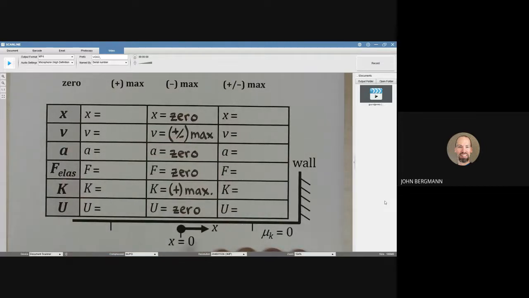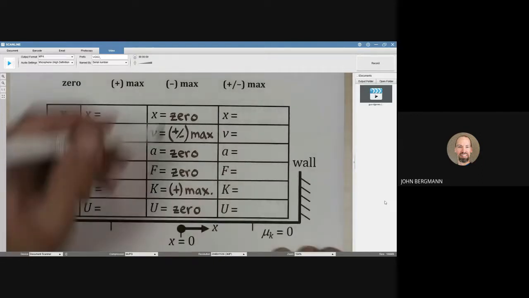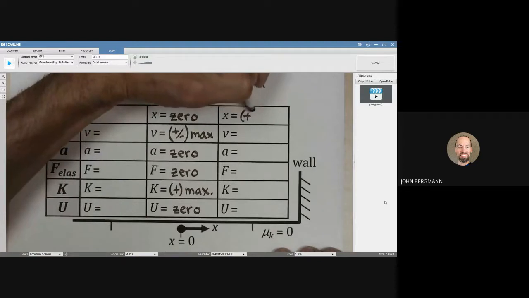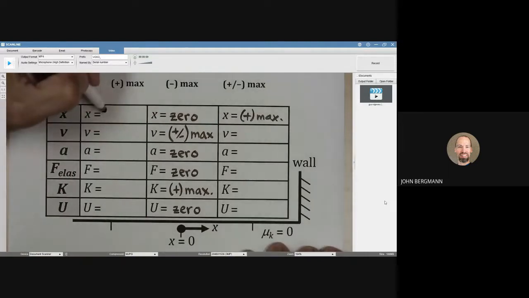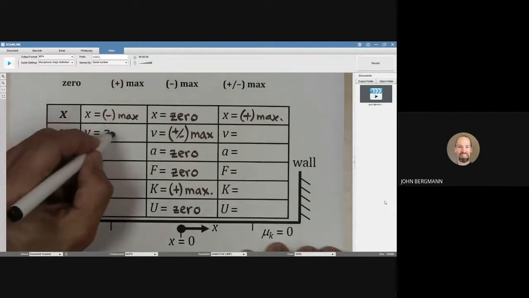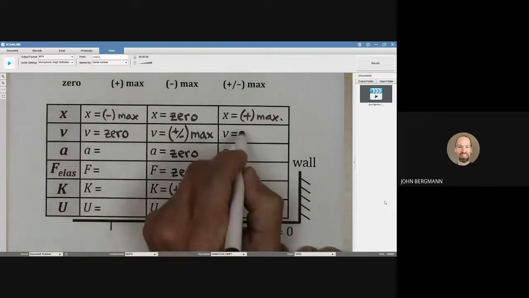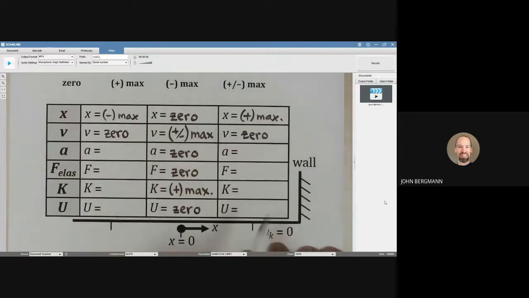Now, what about the extreme points? We are told that to the right is positive down here at the bottom of the screen. So that means that when we're at this extreme point, this is going to be a positive maximum, which means over here we're going to have a negative maximum. At the extreme points, we know that the velocities are going to be 0, so we can put those in.